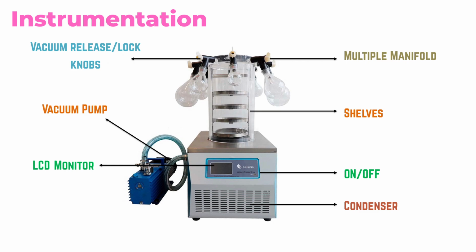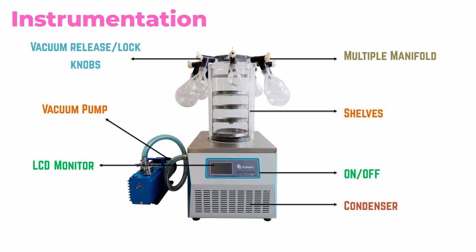The first one is the drying chamber. We can see that the upper part of the instrument is called a drying chamber. It is made up of acrylic plastic, so it is also called an acrylic plastic chamber. It has knobs which they can use to maintain or adjust the pressure and vacuum of the chamber. Then the next important part of the lyophilizer is the condenser.